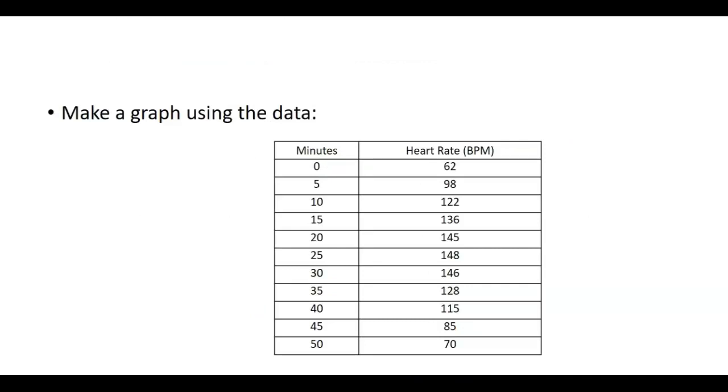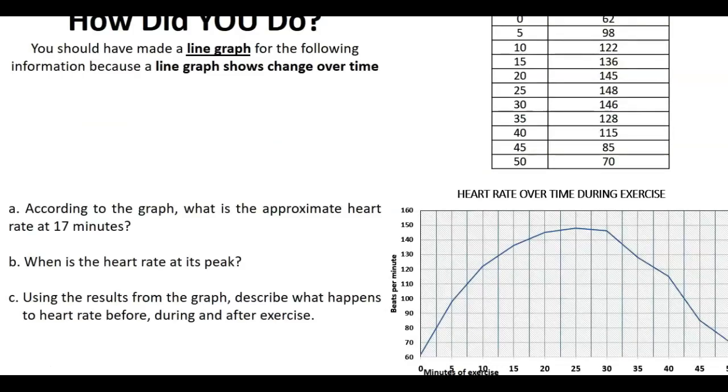Our second practice, you are going to begin by making a graph using this data. Think about what type of graph you will make. Will you make a pie chart? Will you make a line graph or a bar graph? Hint, hint, look at your data. If you made a line graph, you would have been correct. We use a line graph because line graphs show changes over time.